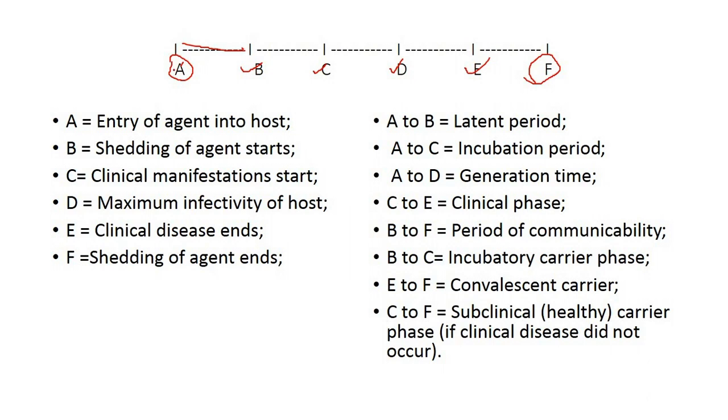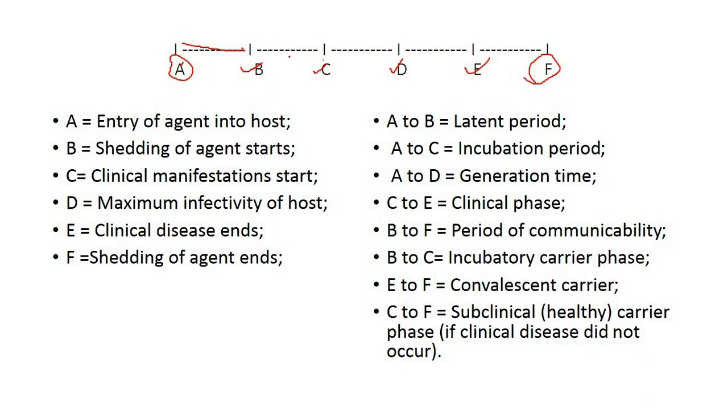And A to C, that is the entry of the organism to the appearance of the first clinical symptom, is called the incubation period. And A to D, the entry of the organism to the maximum infectivity, is called the generation time. C to E, the clinical manifestation starting to the clinical manifestation ending, is called the clinical phase. And B to F, shedding of the agent starts to shedding of the agent ends, is called the period of communicability.